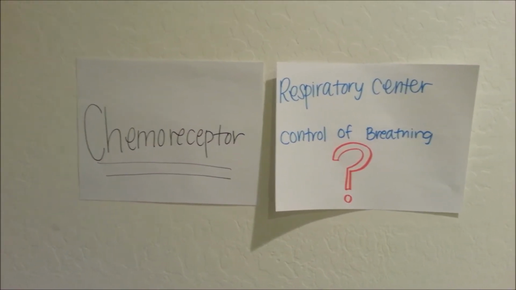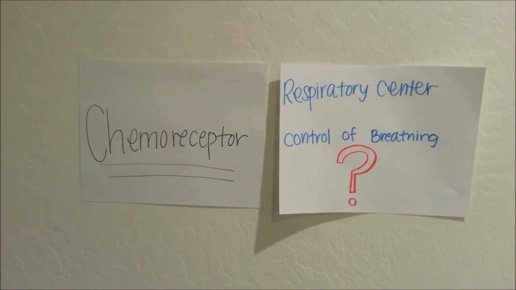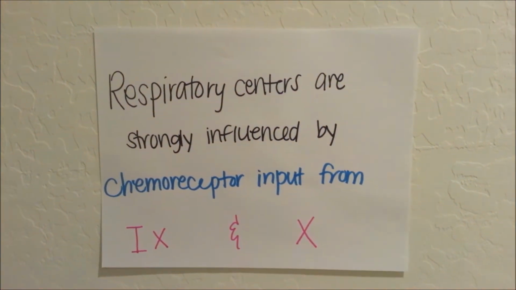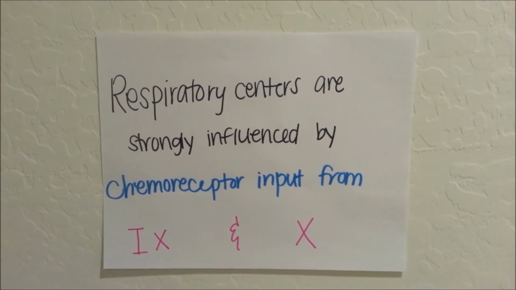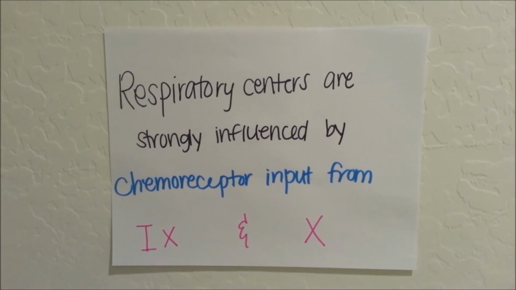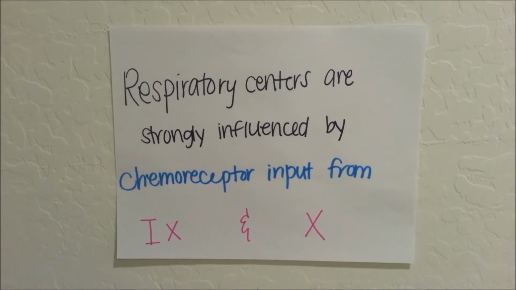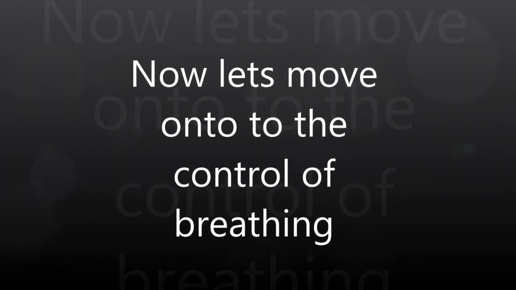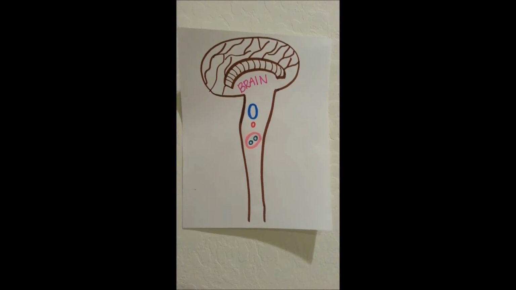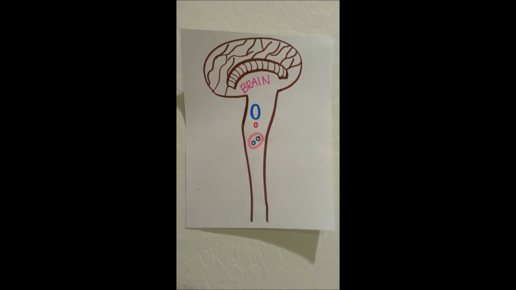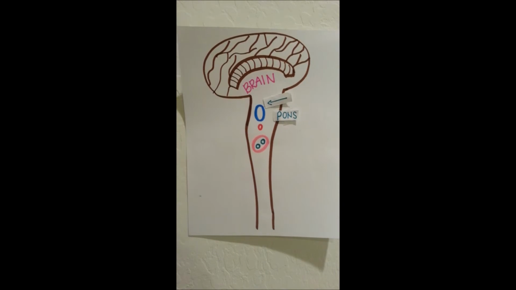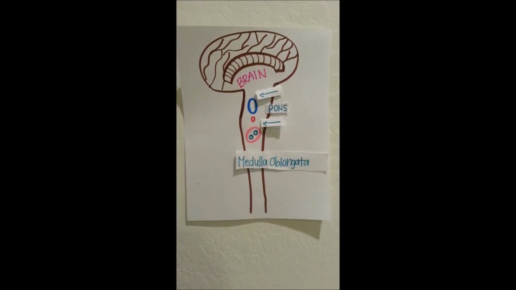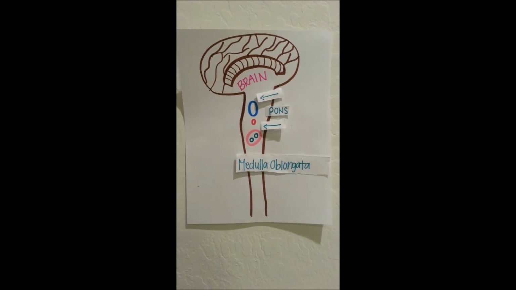What's the relationship between chemoreceptor and the respiratory center control of breathing? The respiratory centers are strongly influenced by chemoreceptor input from the glossopharyngeal nerve and the vagus nerve. The respiratory center system is located in the brain. The first location is in the pons, and the second location is in the medulla oblongata.